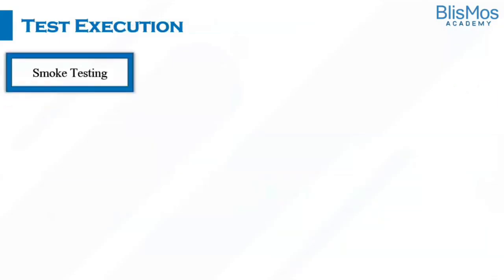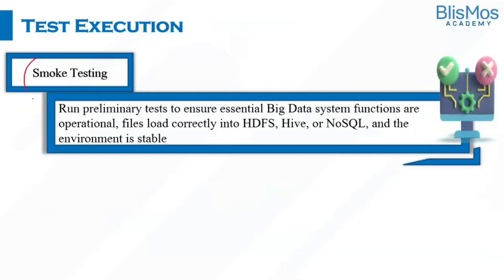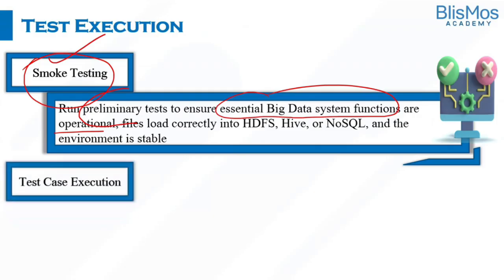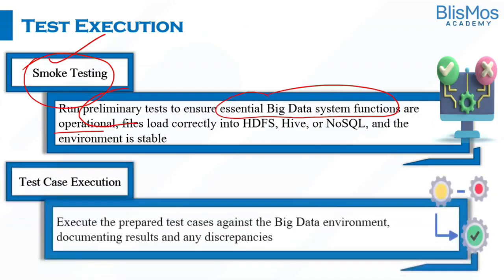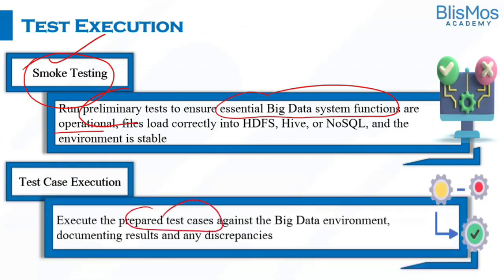When you start the test execution, the first and foremost thing would be a smoke testing. In the smoke testing, we would run preliminary tests to ensure all the essential big data functions are operational, whether the files which need to be ingested are being ingested or not. At a high level, if the data pipelines which are built are ready to be tested or not, that would be validated in the smoke testing. Once smoke testing passes, we'll perform the functional testing by executing all the prepared test cases against the data pipelines in a big data environment.